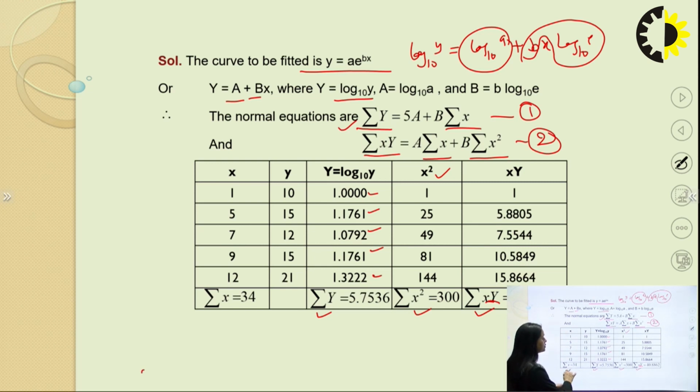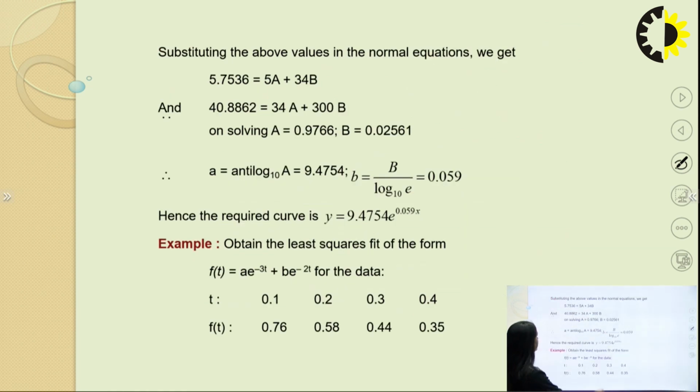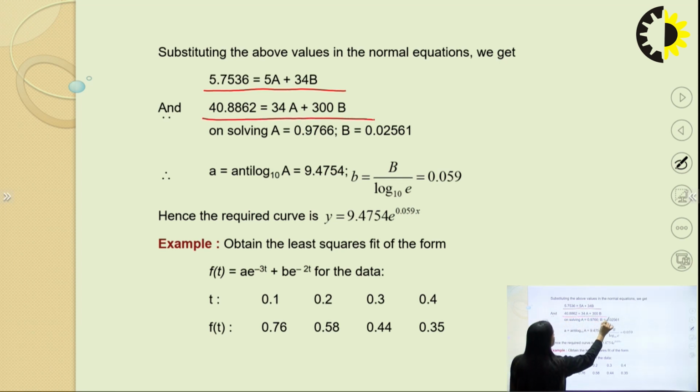Now let us substitute all these values in equations number 1 and 2, and we get 5.7536 is equal to 5A plus 34B, and 40.8862 is equal to 34A plus 300B. On solving these two equations, we get capital A is equal to 0.9766 and capital B is equal to 0.02561. Now this is the capital A value and capital B value, but what do we need? We need the small a and small b values.